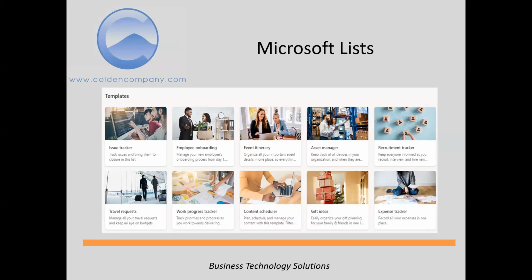What I've got on this slide is a list of templates that Microsoft provides. When you open up Lists and want to create a new one, it's going to give you some templates to choose from. If you need an issue tracker or an employee onboarding form, they've already built these for us. You can use that as your starting point rather than having to recreate the wheel. They've got a pretty decent list of templates to choose from. In the next few slides, we're going to look at some of those examples so you can get a feel for what a Microsoft list actually looks like.